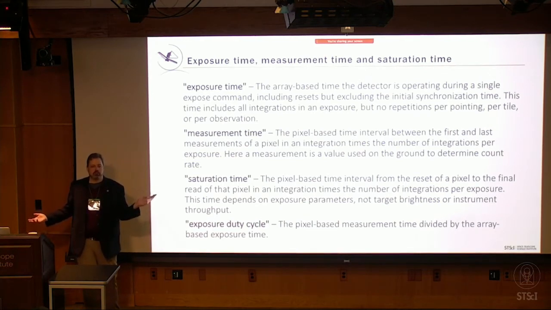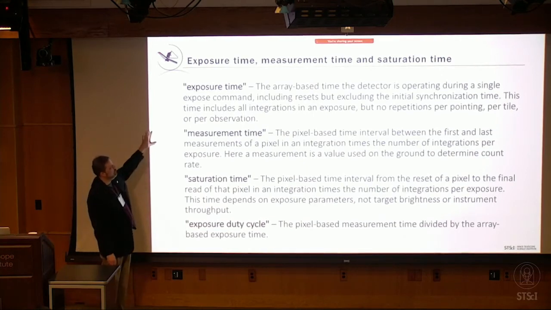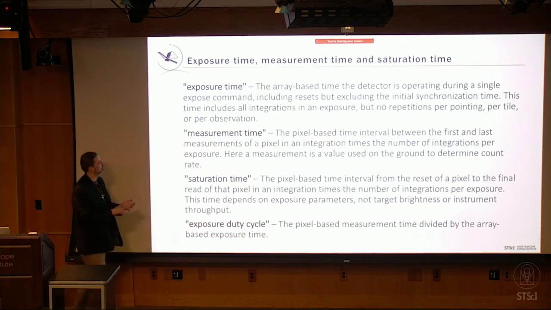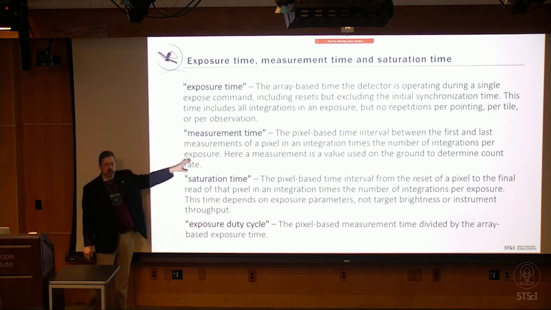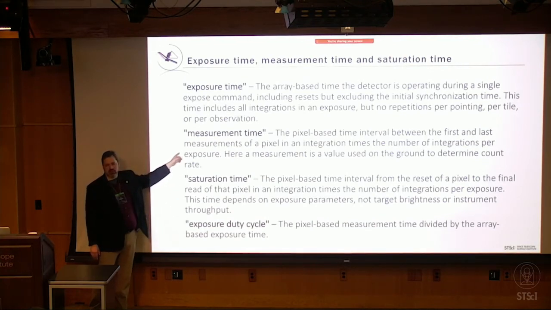If it saturates at that point, it doesn't matter anymore. So the exposure time is the array-based time that the detector is operating during a single exposure command. The measurement time is a pixel-based time, which is the interval between the first and the last measurements of a pixel. Right? And so if you're thinking of how many electrons, people sometimes ask, how many electrons do I have at the end? Because you're measuring rates, and we don't really care. Well, but the measurement time is the one that's relevant for that, like if you're thinking in CCD terms.